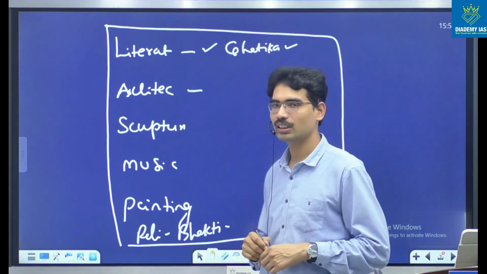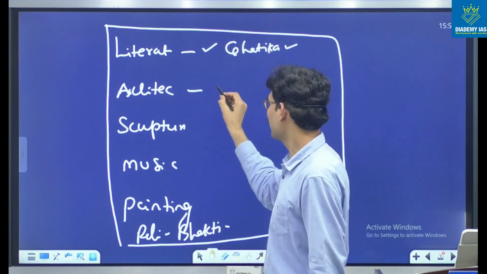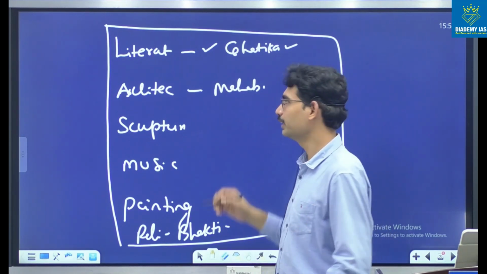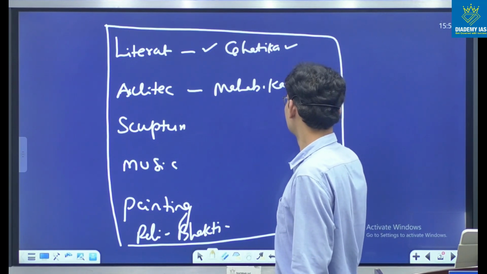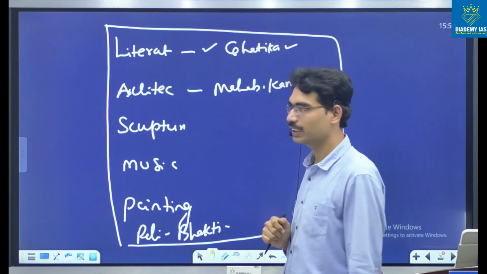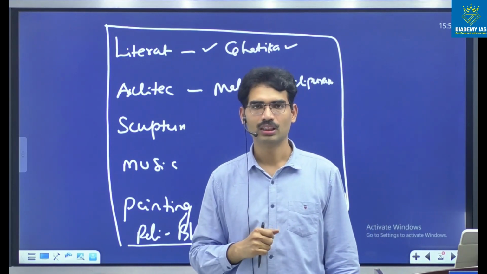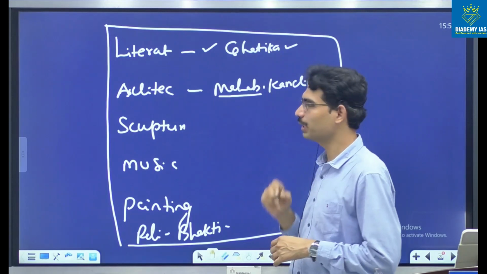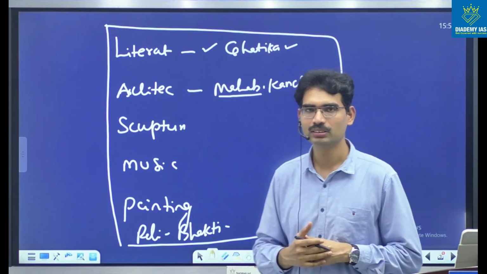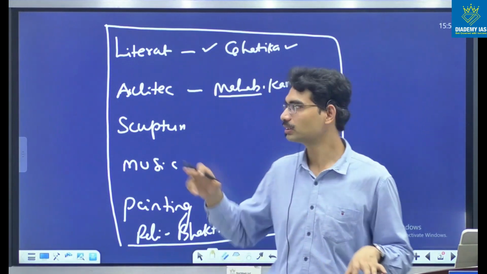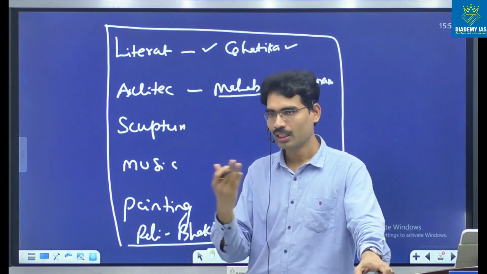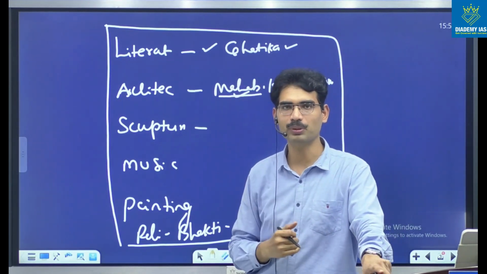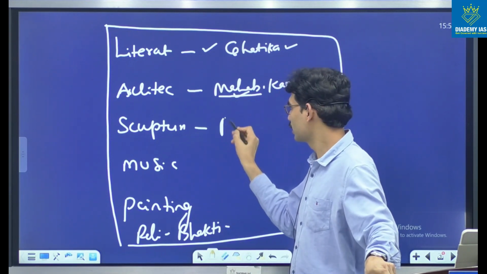When it comes to architecture, three places are there. One is Mahabalipuram, Pallavaram and Kanchipuram. In these places, different monuments were built. Rock cut temples were built. Shore temple was built. Kailashanatha temple was built. Vaikunta Perumal temple was built. That is about architecture. And when it comes to sculpture, in Mahabalipuram, on the temples, on the walls of Kanchipuram temples, so many sculptures were created.